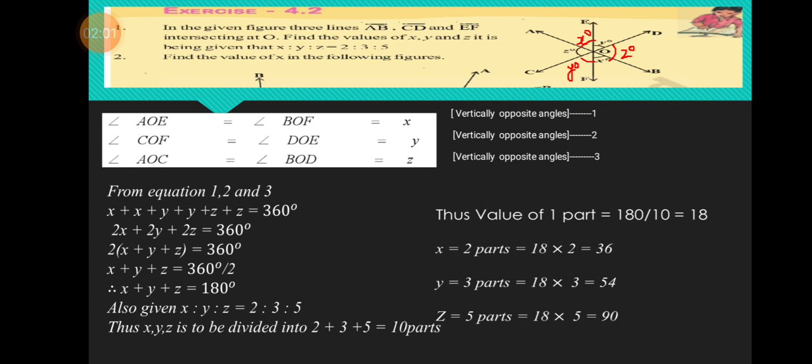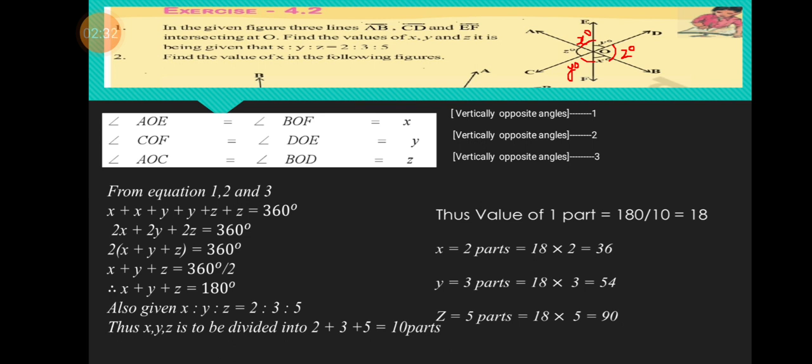In this given question, three lines AB, CD and EF are concurrent at a point O. Why are we calling these lines concurrent? Because there are three lines passing through the point. It is also given that angle BOF is equal to x, angle EOD or DOE is equal to y, and angle AOC is equal to z.